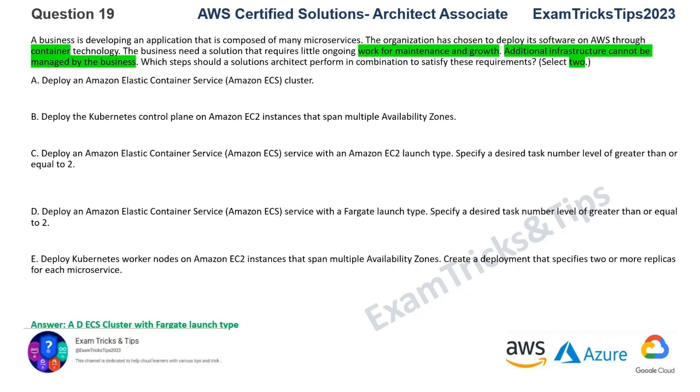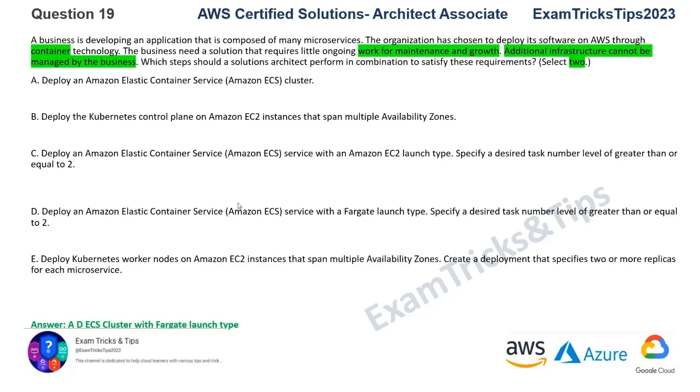So let's understand the problem and the answers here. In terms of keywords, we need a container technology. And in terms of container technology, you have ECS and Fargate, and the typical feature of these container technologies is you don't have to worry about maintenance and you don't have to maintain additional infrastructure. So I think the answer is going to be something around ECS and Fargate. But let's go through each option and eliminate a few of these.